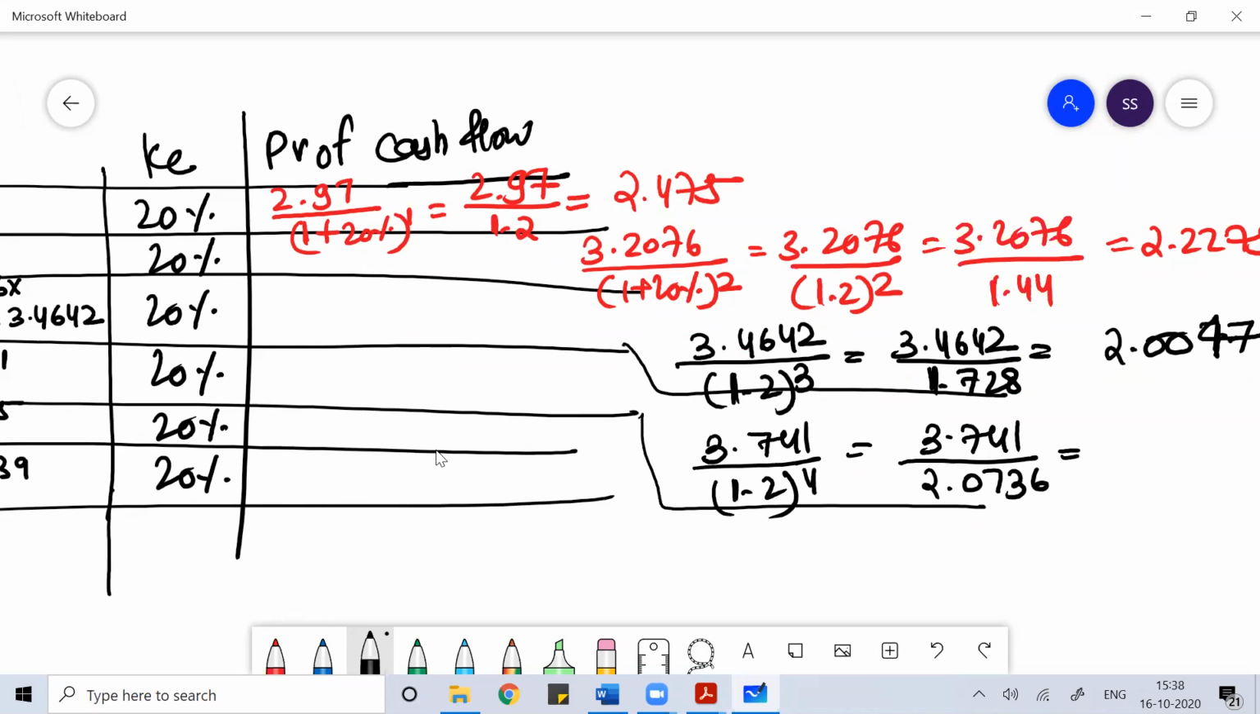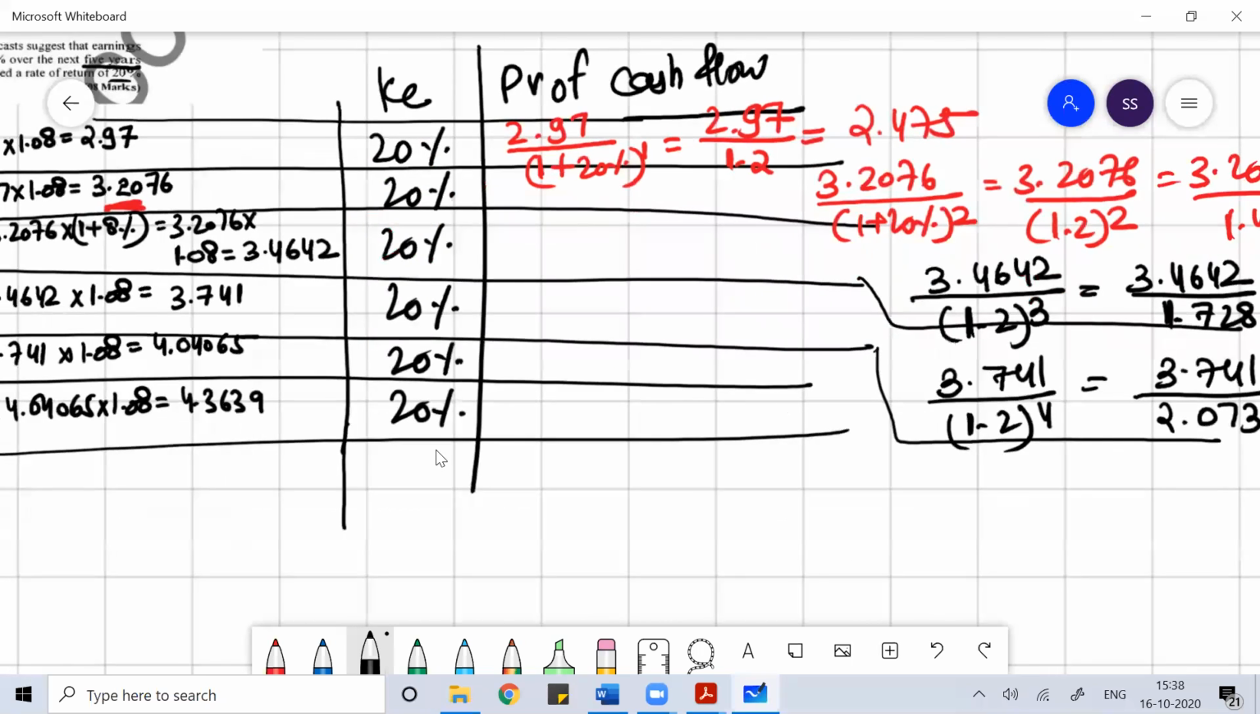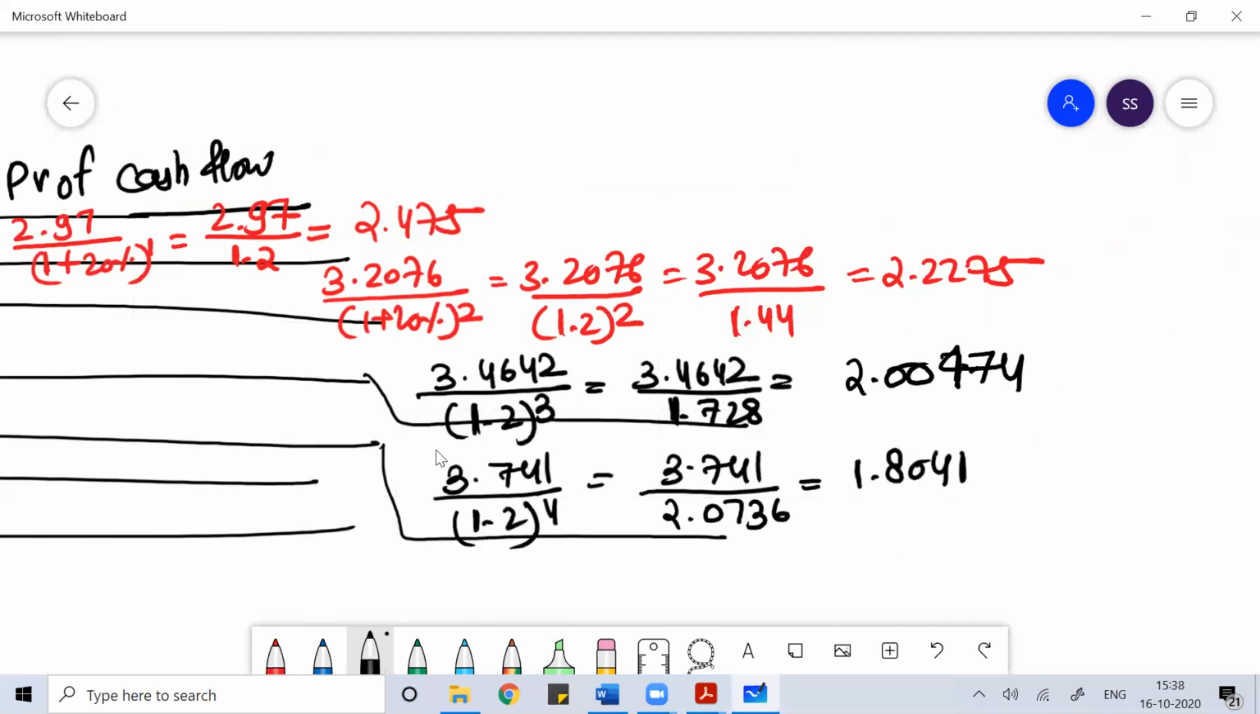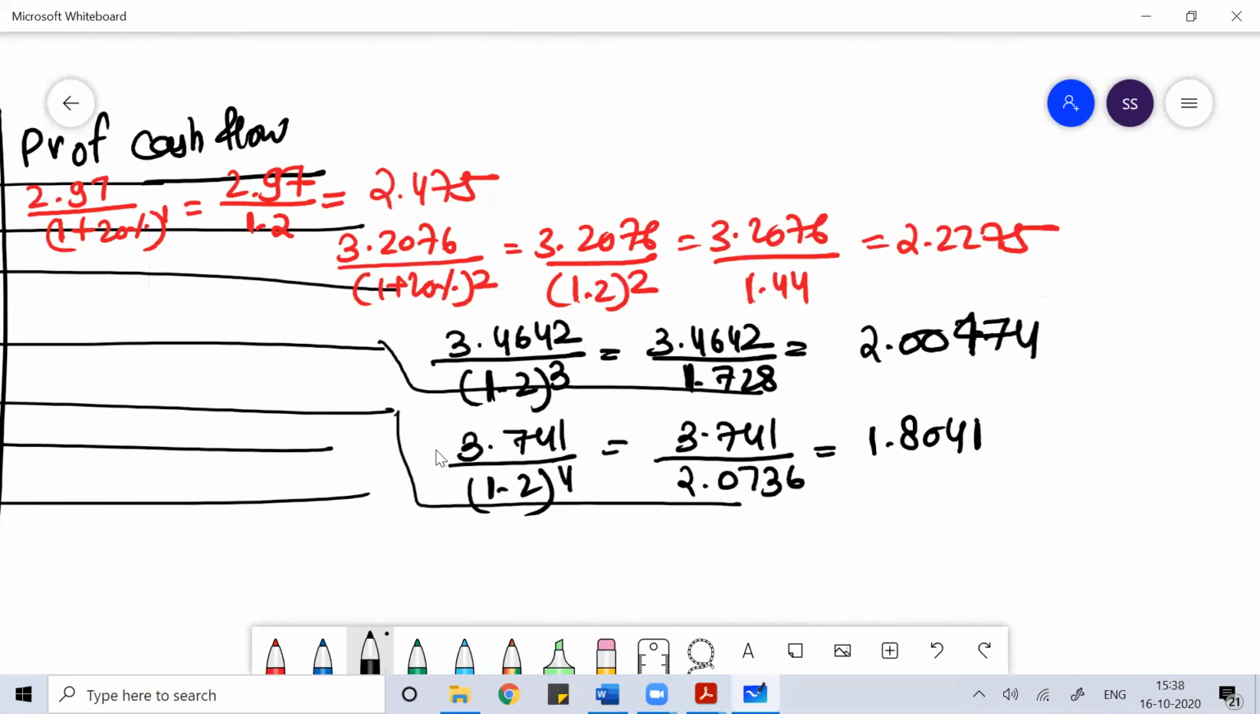So this would be 3.741 divided by 2.0736. This is 1.8041. Okay, then so you got for E1, 2, 3, 4, 5. You got this. So you can see this.